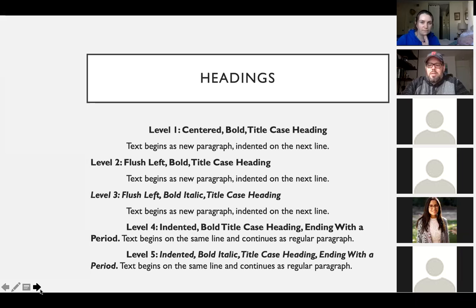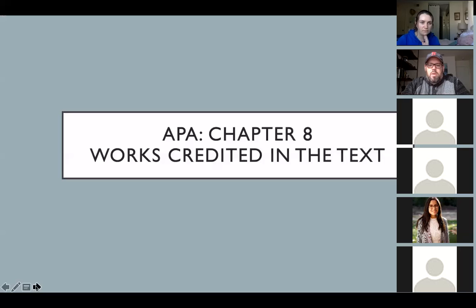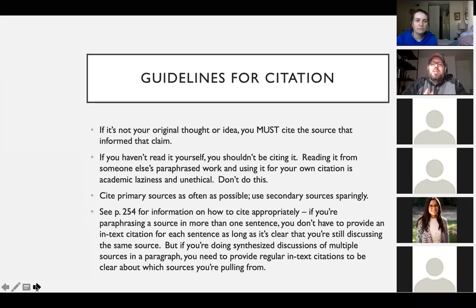All right, so I'm going to keep moving us along to works credited in the text. And again, this is coming from chapter 8. If it's not your original thought or idea, you must cite the source that informed your claim.